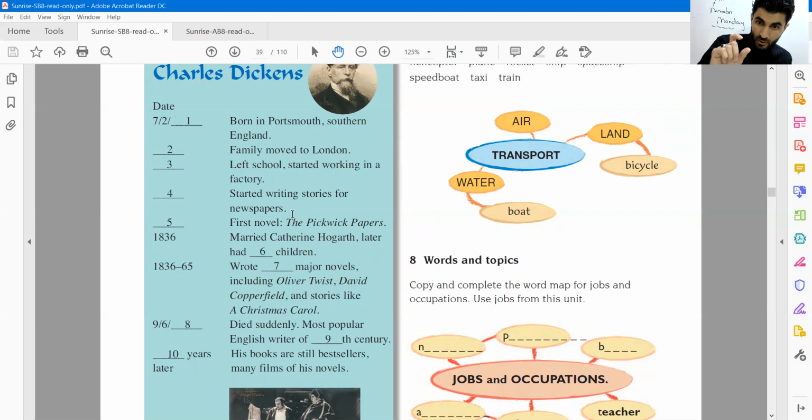Now you're going to listen and fill in the dashes. So I did number 1. Number 1 is 1812. Number 2 is 1823. Number 3 is 1824. So now we're going to listen from the beginning.